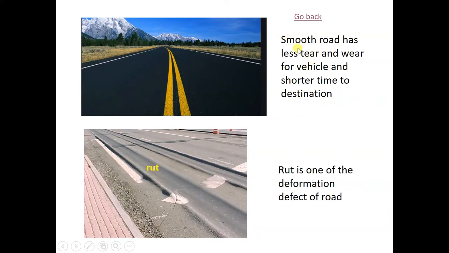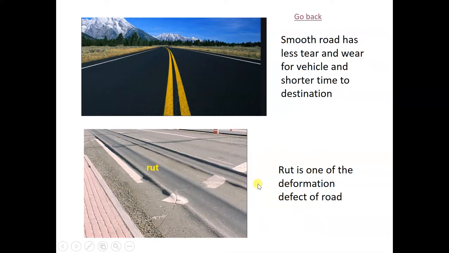A smooth road has less wear and tear for vehicles and a shorter time to destination. So with a new good road, you usually cut down the time for traveling as well, so you can save fuel for the car, and less tank weight for the vehicle as well.